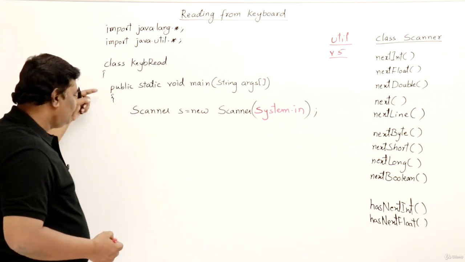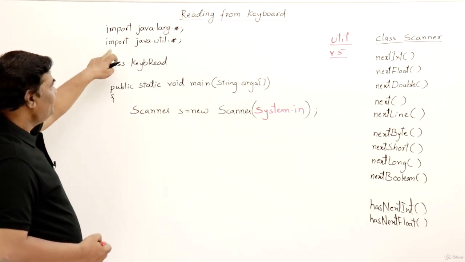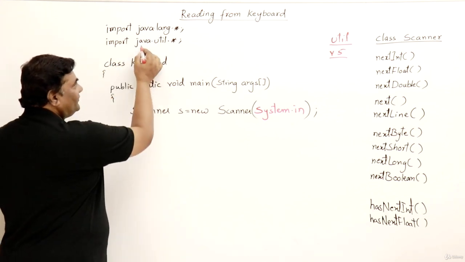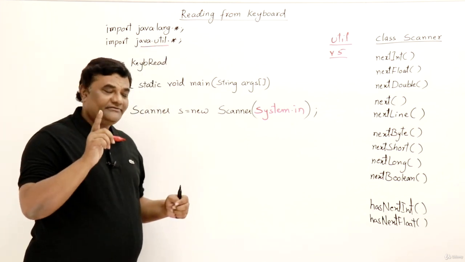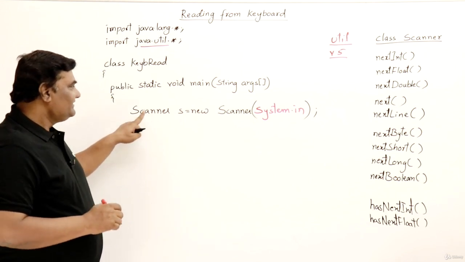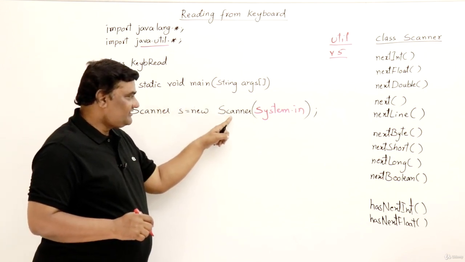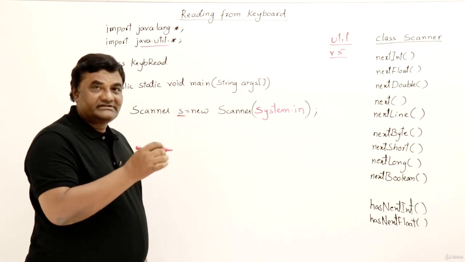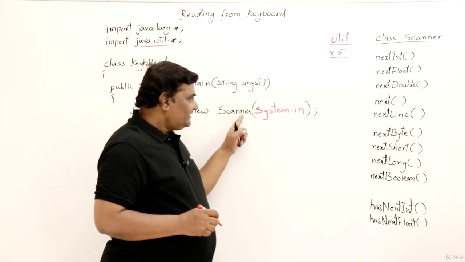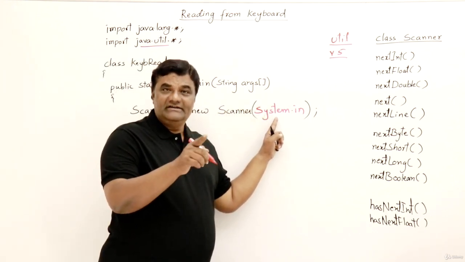Here I already have a program ready, with import java.util for using Scanner. Now how to use that Scanner class? First of all, create an object. This is the class name, this is the constructor, and this is a reference. s is a reference now to a Scanner. And to this I am assigning System.in.